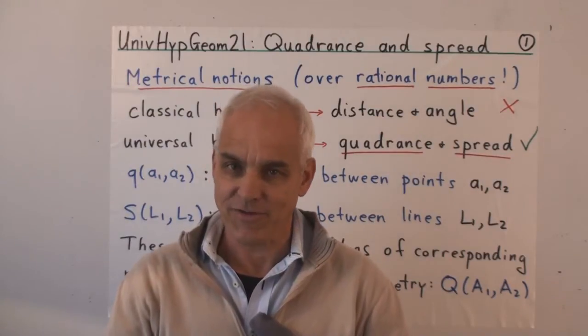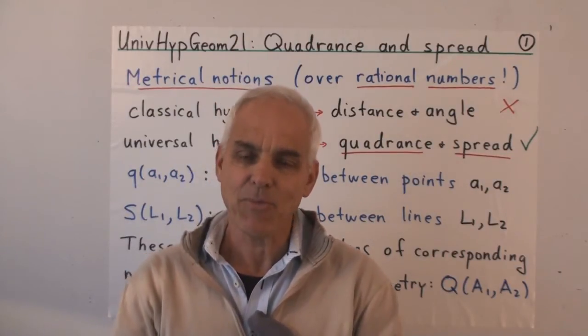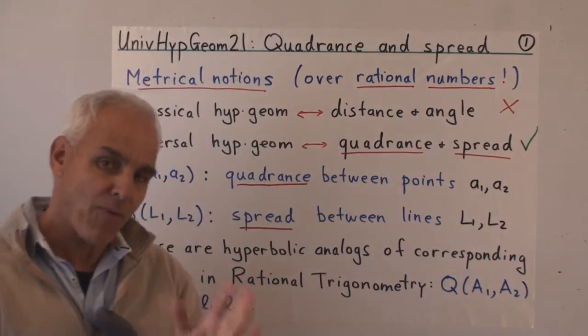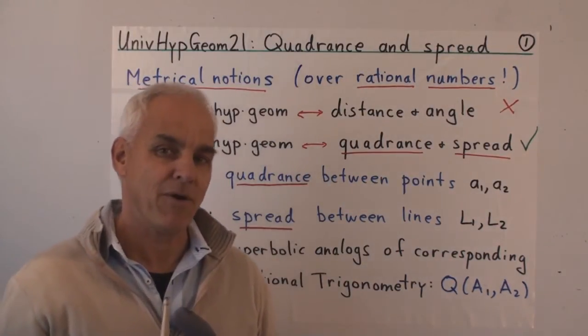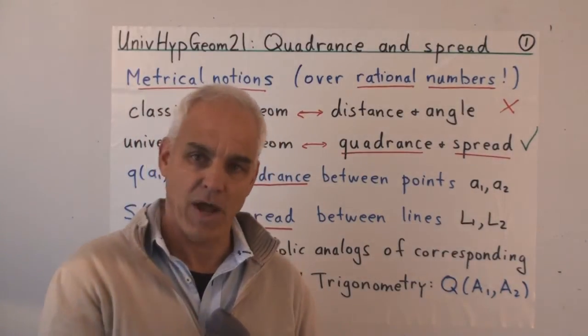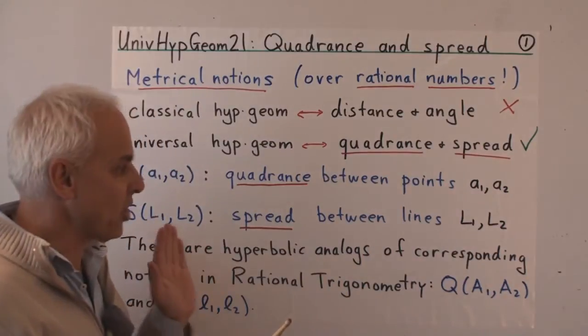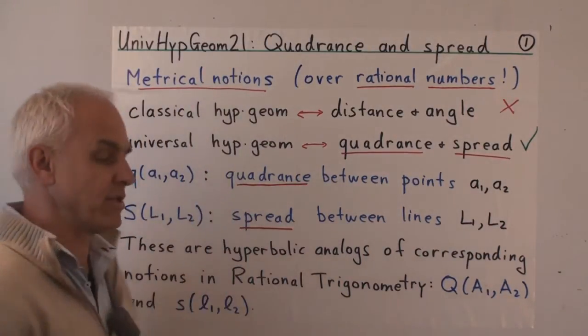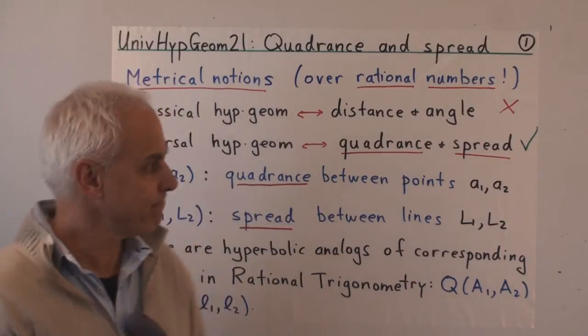So today we're going to talk about quadrants and spread, which we've already discussed, but we're going to introduce them now in a more formal, more precise way. And this is going to be the start of this second part of this course. We're going to talk about metrical notions, measurement.